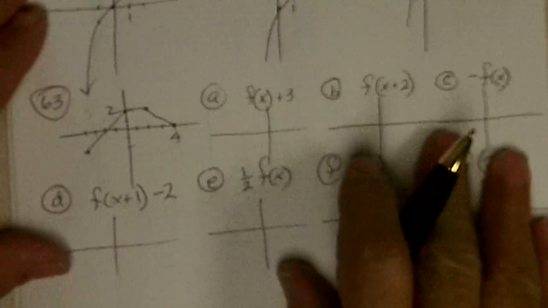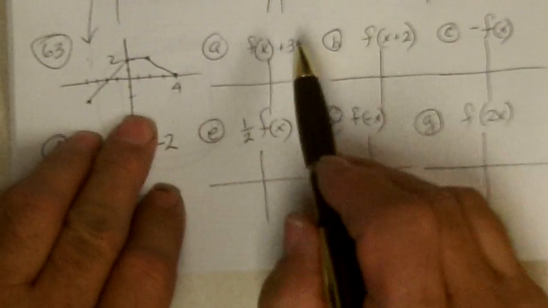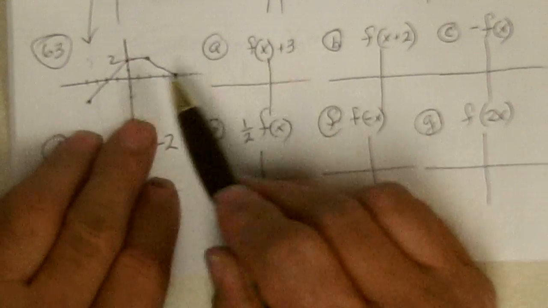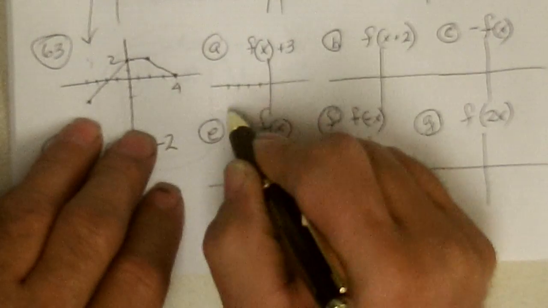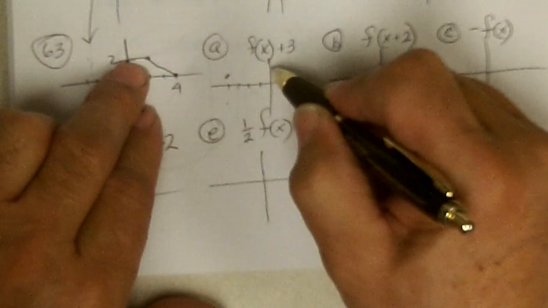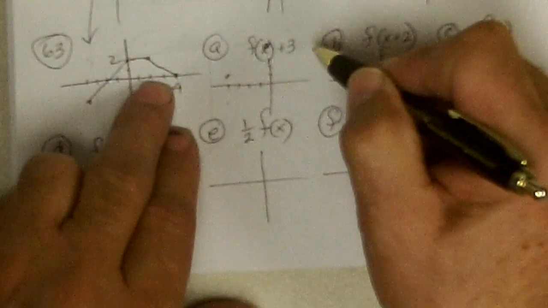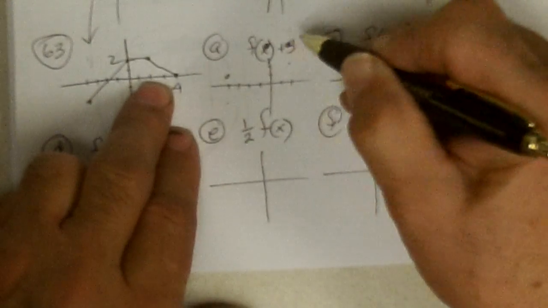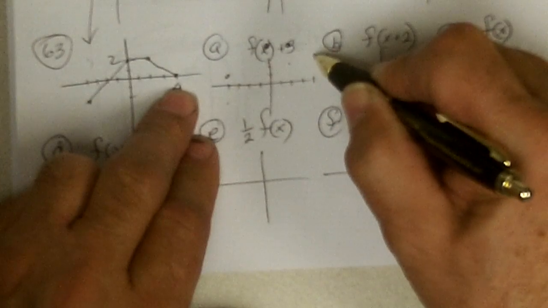And 63, which we did in class, but I'll do it anyway because some people had some problem with it. This says y values add 3, so this just has to be drawn up 3. So instead of being down 2, it's up at 1. Instead of being up at 2, it's now up at 5. And instead of being at 2, 2, it's at 2, 5. And instead of being at 4, 0, it's at 4, 3.